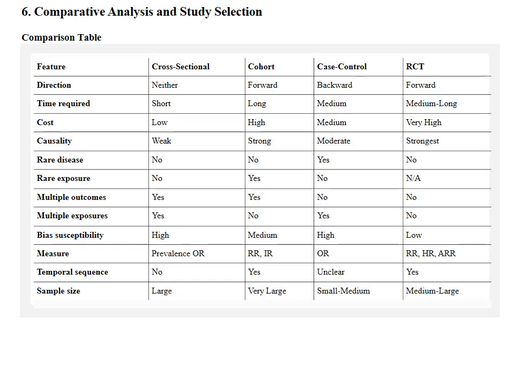At the end, the comparative analysis and the study selection. These are the designs like cross-sectional, cohort, case control, and RCTs. And these are the features that we compile in a tabular form, like the direction, time required, cost, causality, rare disease, rare exposure, multiple outcomes, multiple exposures, bias susceptibility, and the temporal sequence, sample size.